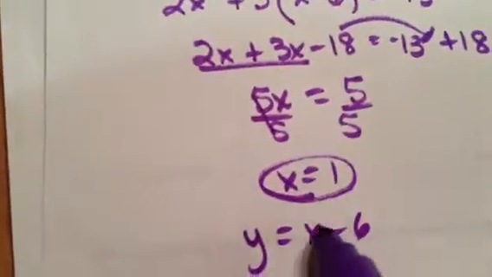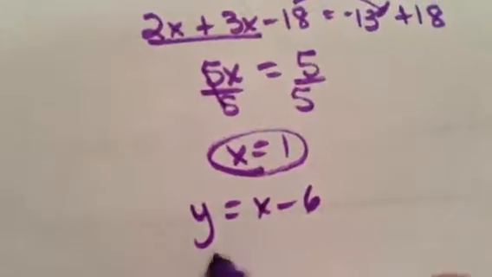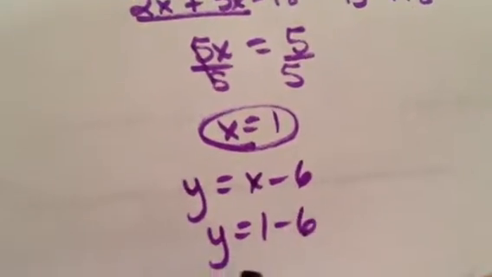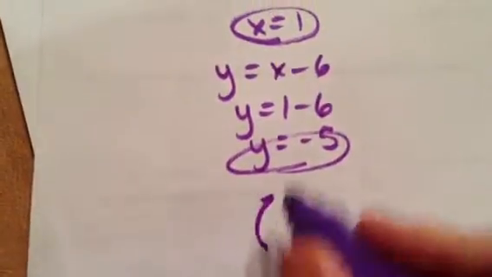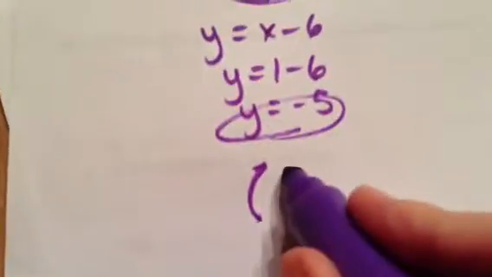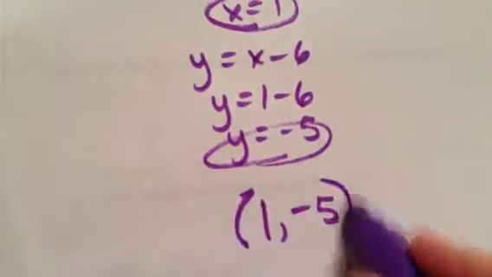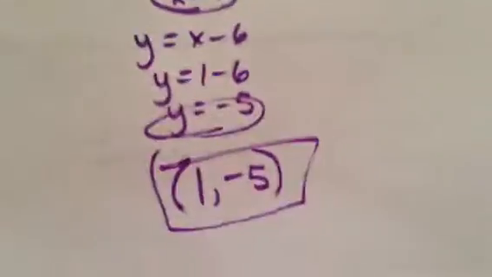Since x is 1, I'm going to substitute a 1 right there. So it's y equals 1 minus 6, which is what? A negative 5. So my final answer, make sure you write it as a point and always put the x value first. X is 1 and y is negative 5. So that would be your final answer right there.